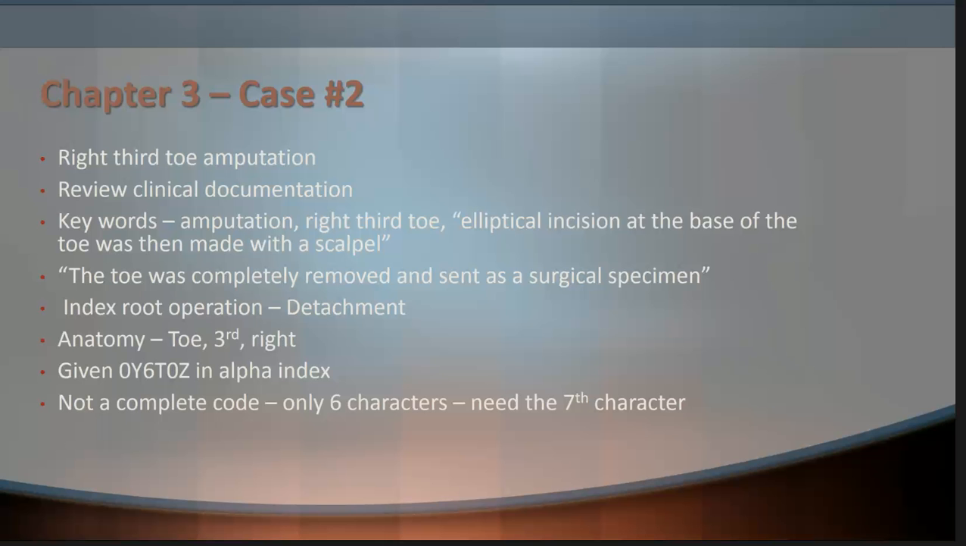The second case at the end of chapter 2 is a right third toe amputation, and the physician uses the word amputation. There is no root operation of amputation in ICD-10-PCS, however, it identifies amputation. So we have to look at that and verify that the root operation is detachment. We also want to find out and verify which toe. It does state it in the clinical information at the top of the operative report. We also want to know where on the toe.